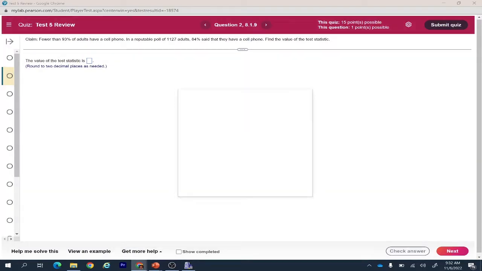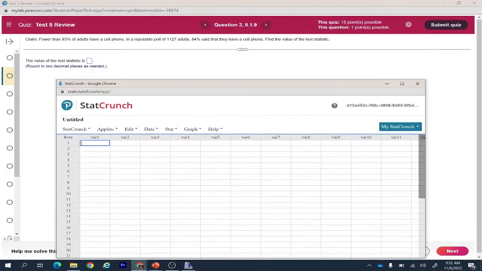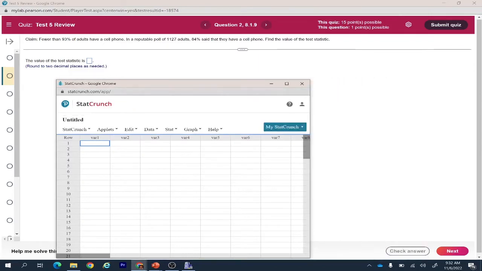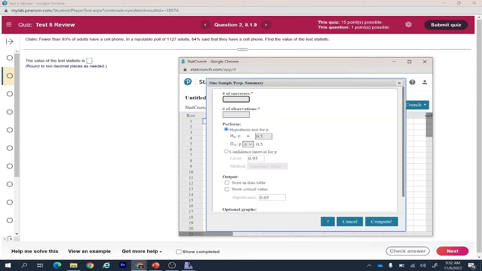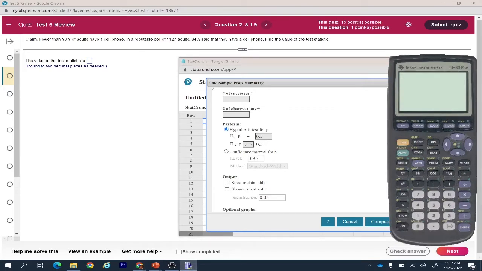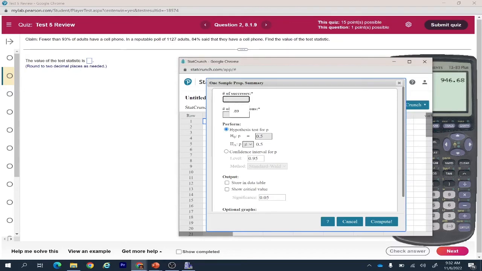Either you can use this formula manually in a calculator, or you can just use StatCrunch, which is given here. If you use StatCrunch, go to Stat, Proportion Stats, One Sample, With Summary. We don't have data given here, we just have the summary. To find the number of successes, it's 84% of 1127. So we can use this calculator for 1127 times 84%, which is 946.68. That's the number of successes out of 1127.